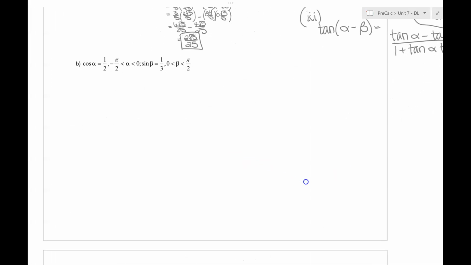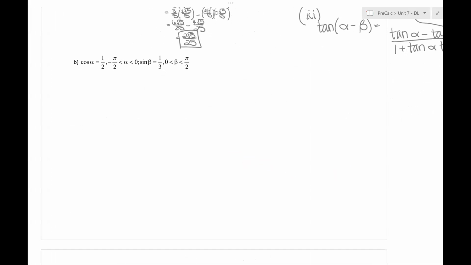Okay, so for B, we're going to do the same thing. We are going to find alpha. It tells us it's greater than negative pi over 2, but less than 0, which means we are in the fourth quadrant. Alpha is at the origin. Cosine is adjacent over hypotenuse. If you were to use the Pythagorean theorem, you would find that this is negative rad 3, because it's in the fourth quadrant.